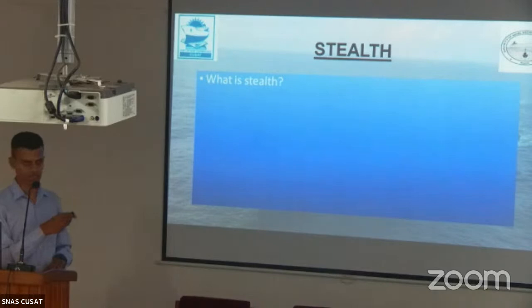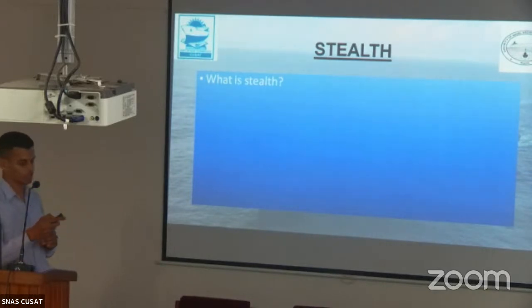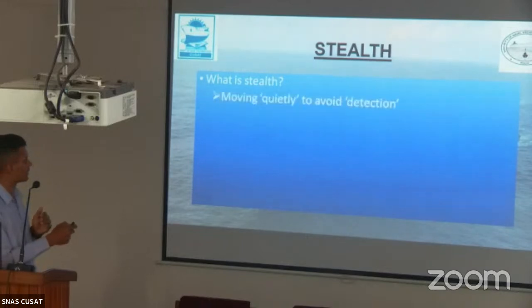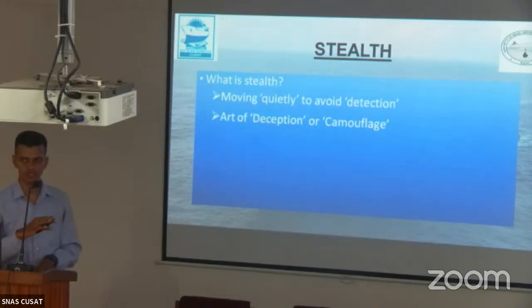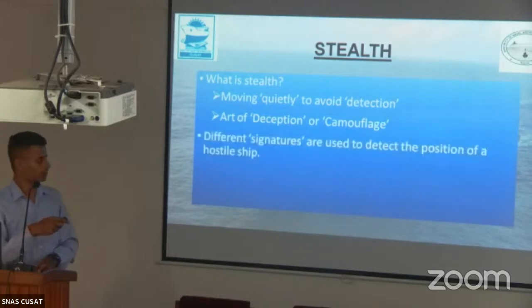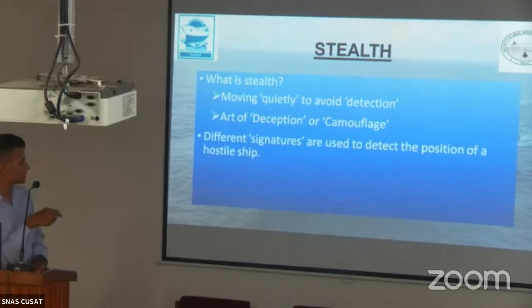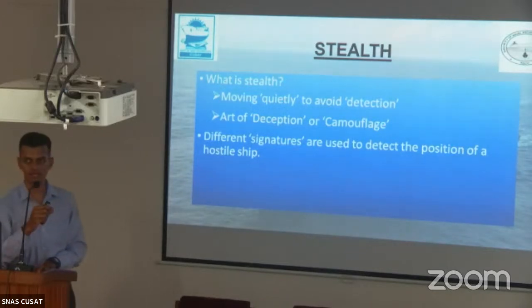So there are various factors of stealth, various domains. First we'll understand what stealth is. Moving quietly to avoid detection, and the art of deception and camouflage is basically stealth. So you don't want yourself to be highlighted in the radars or sonars of the enemy. There are different signatures which are used to detect the position of a ship. Signature is basically anything that helps your enemy to find out your position and location.